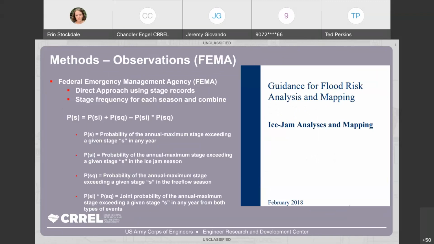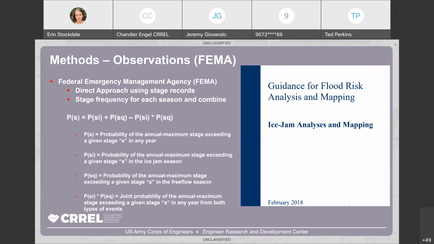FEMA also has some guidance on how to use the direct approach, and I pulled this directly out of this manual. I personally have never used this manual, but I thought for completeness we should go through it. Essentially, this is combining the probability of a stage exceedance in any year with the probability of a stage exceedance in the ice jam season. And then basically you're looking at the combined probability of both of these happening.